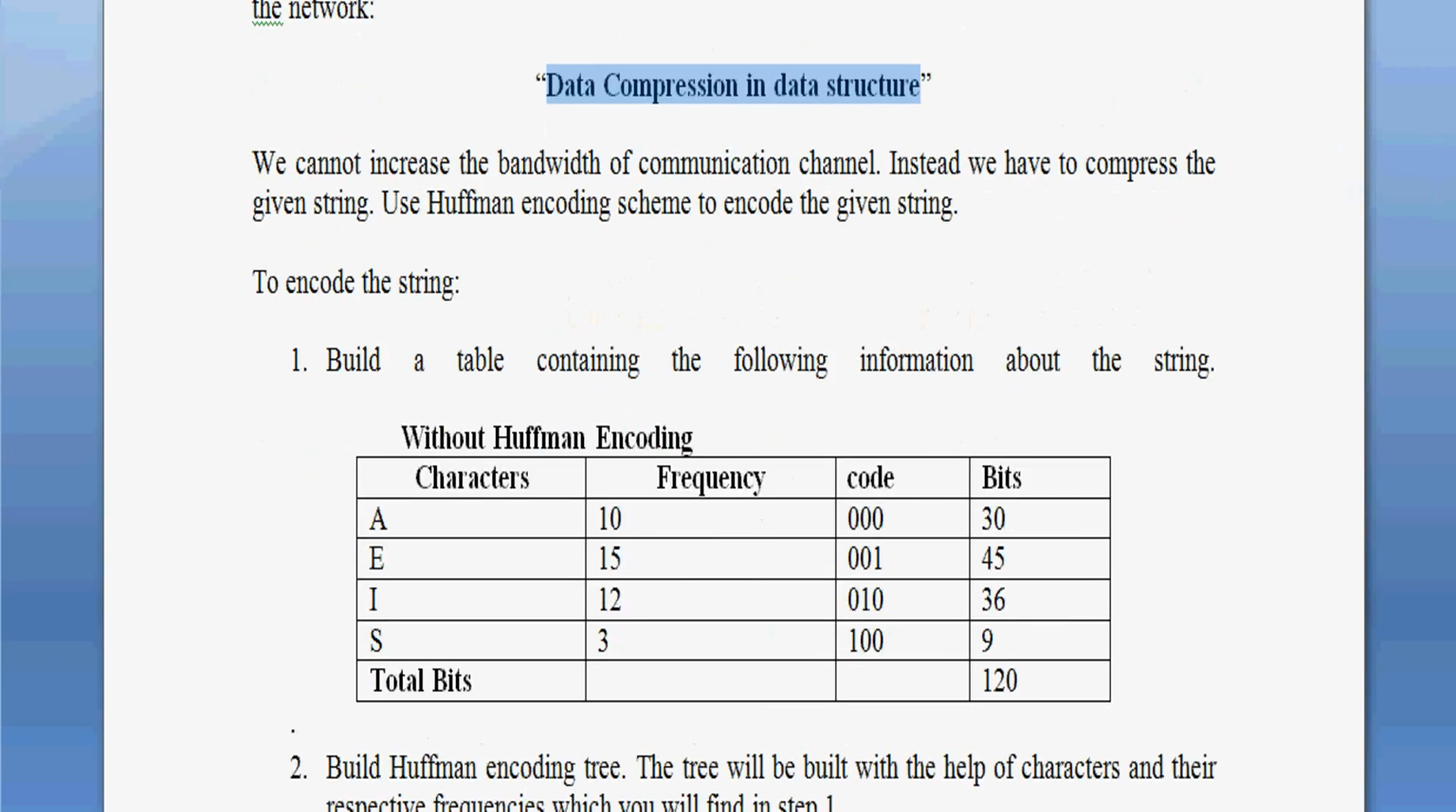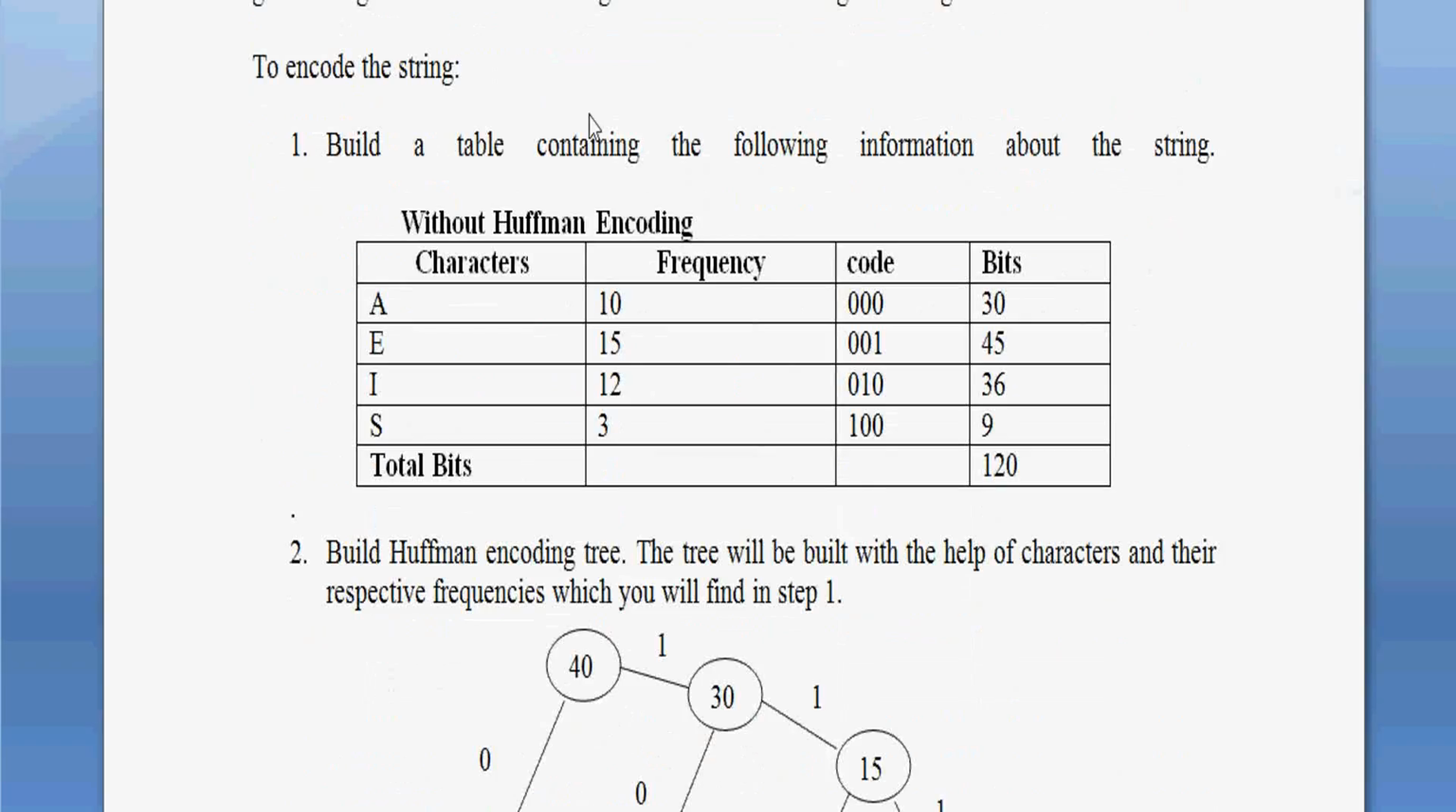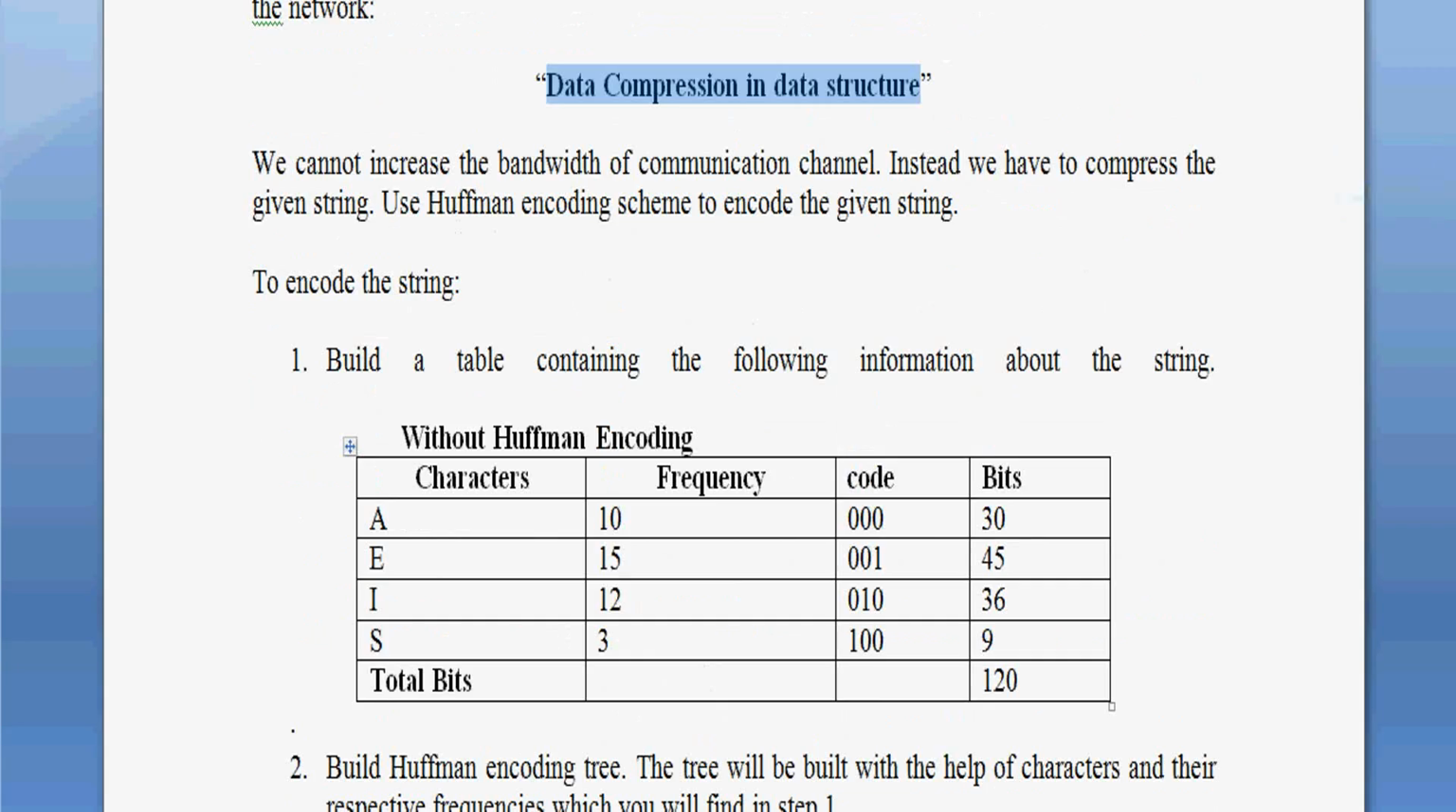And if you see over here, in the first step of the encoding, build a table containing the following information. How does this information come? According to this data, we have the frequency of each alphabet. A exists 10 times in this data, E exists 15 times, I exists 12 times, S exists 3 times, so that is the frequency.